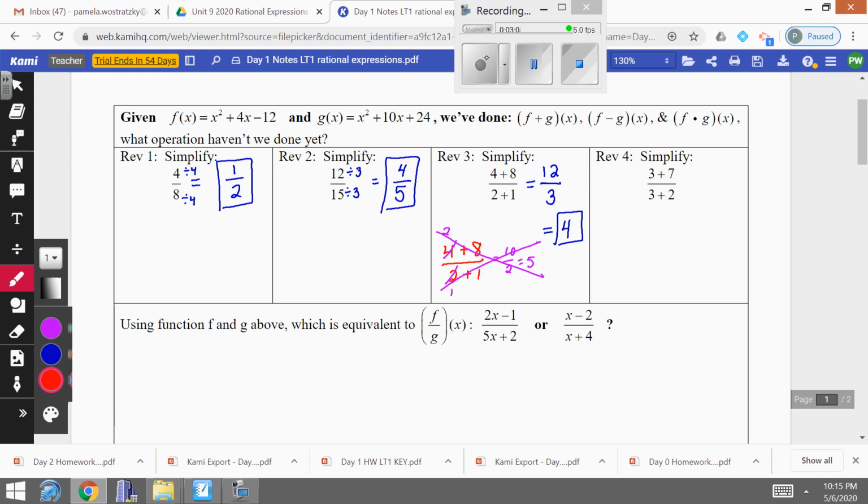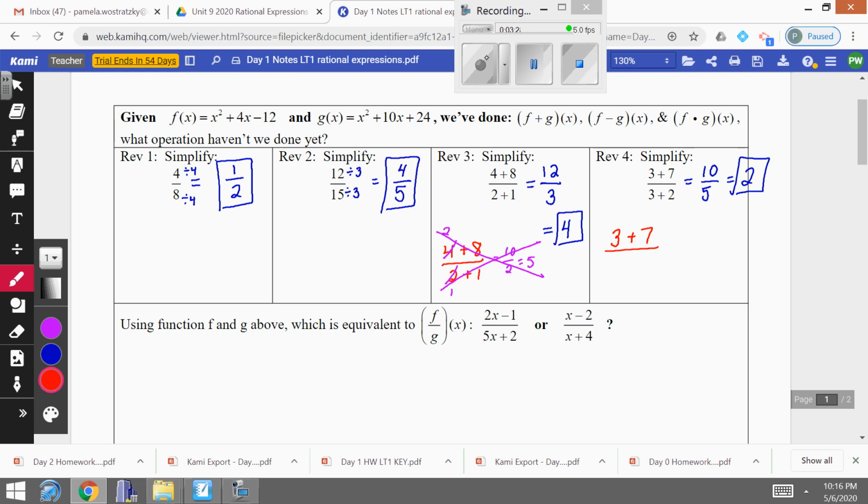Let's look at the next one here as just another example. So let's do it the right way. We're going to add across the numerator. 3 plus 7 gives us 10. 3 plus 2 in the denominator gives us 5. And 10 divided by 5 gives us 2. Again, that is the correct answer on this one here. Okay, that's right.